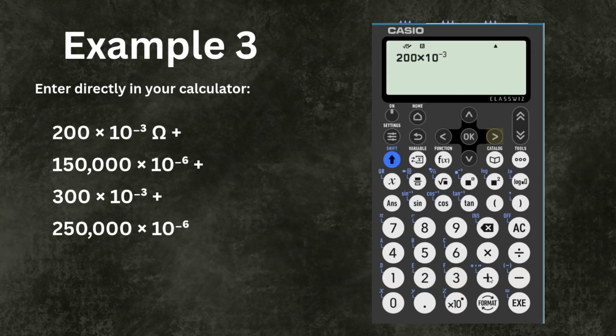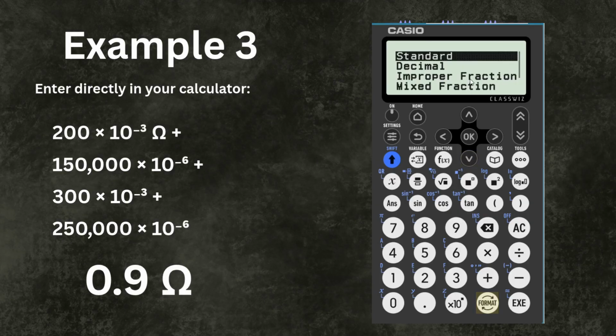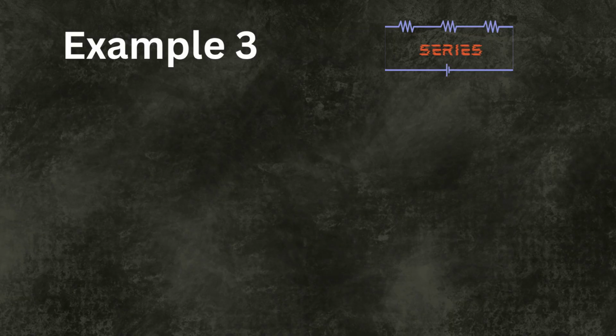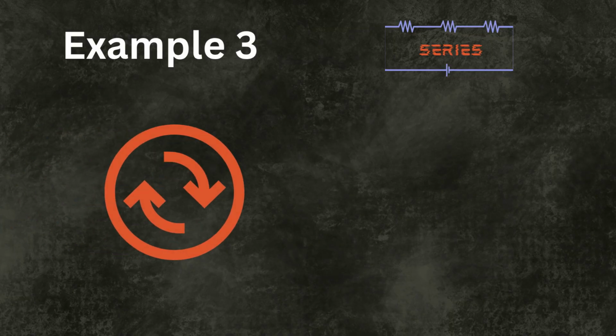Total resistance equals 200 times 10 to the power of minus 3 plus 150,000 times 10 to the power of minus 6 plus 300 times 10 to the power of minus 3 plus 250,000 times 10 to the power of minus 6. This equals 0.9 ohms. I find this method more straightforward. What about you? Calculation method 2 converting the units before adding.